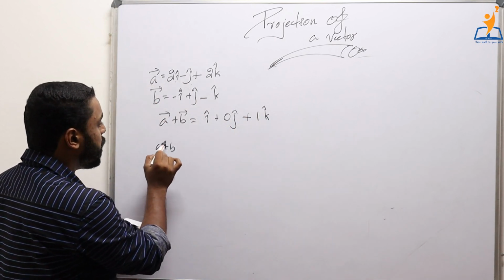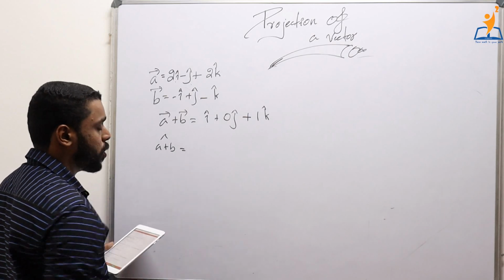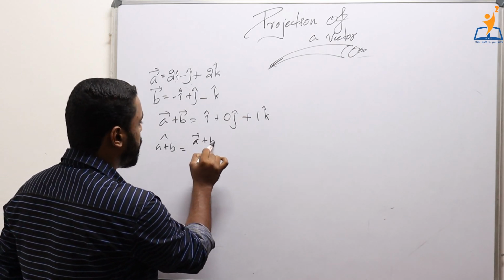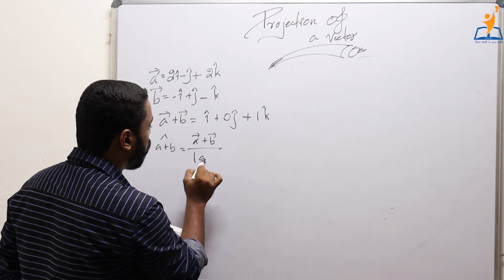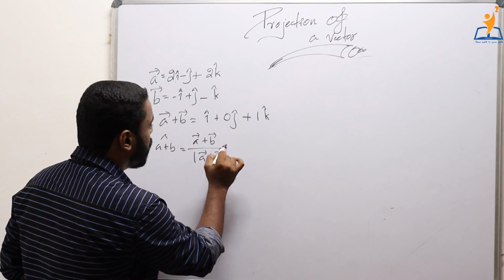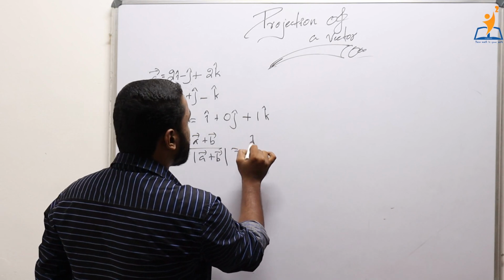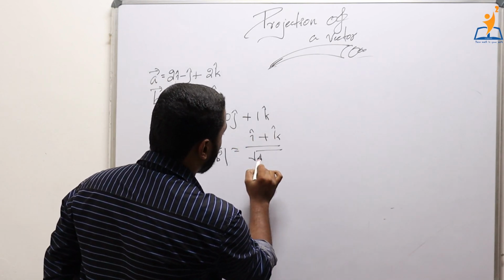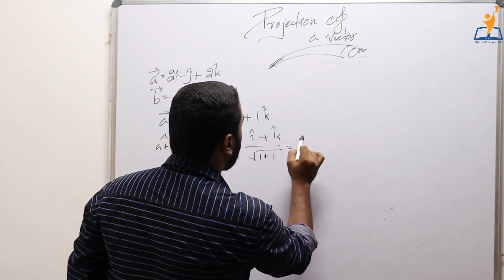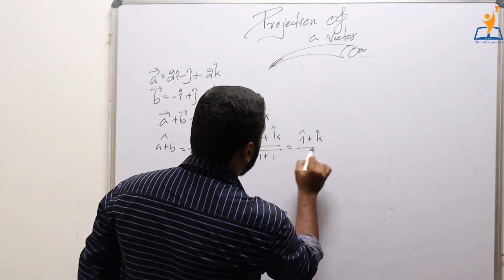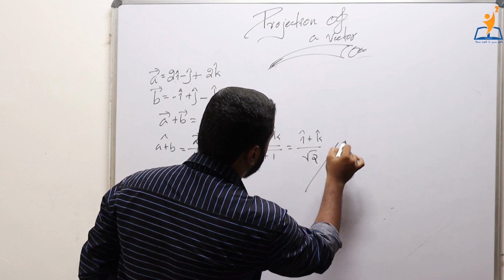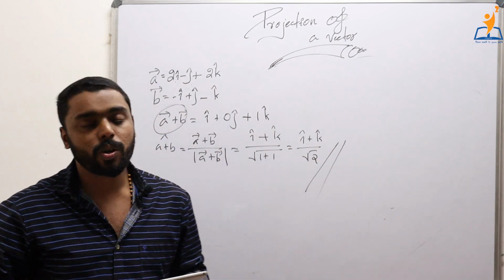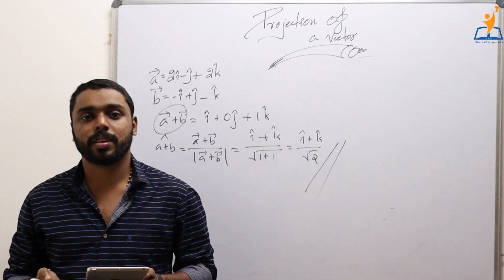Now, the unit vector in the direction of a plus b is nothing but vector a plus b whole divided by modulus of the vector a plus b. Now vector a plus b is nothing but i cap plus k cap, and the modulus is nothing but root of 1 plus 1. So i cap plus k cap divided by root 2 will be the unit vector in the direction of the vector a plus b. So we shall move to the next question.